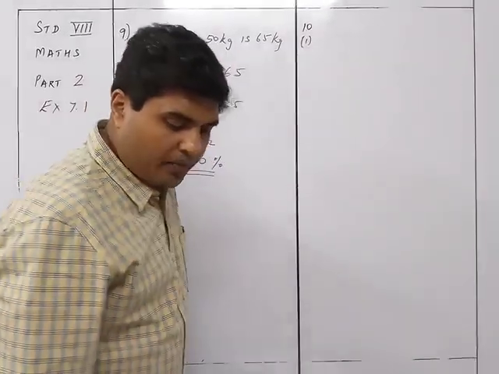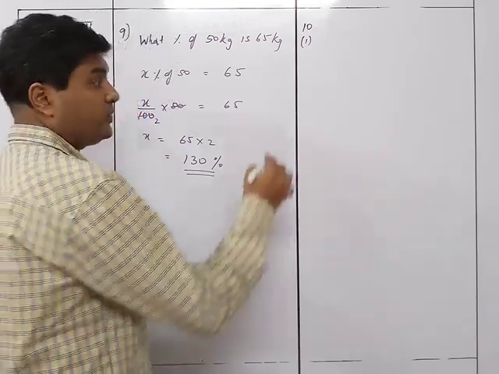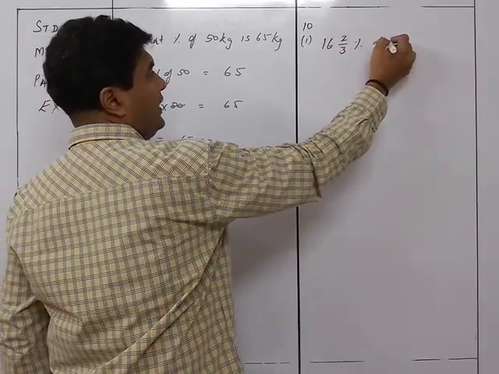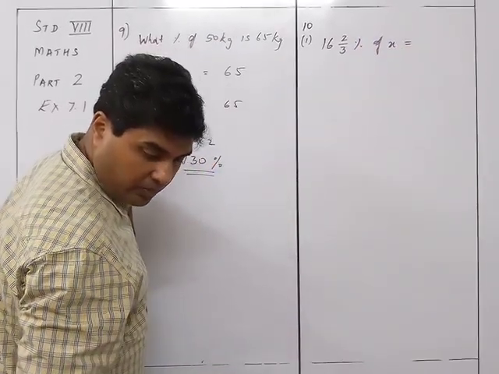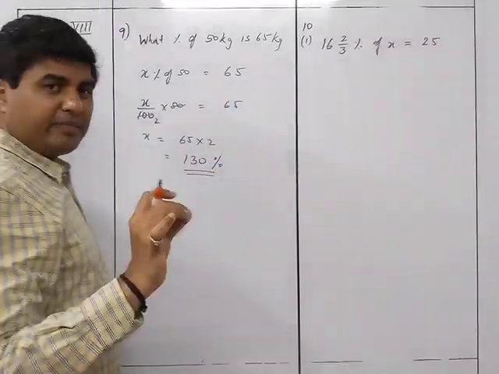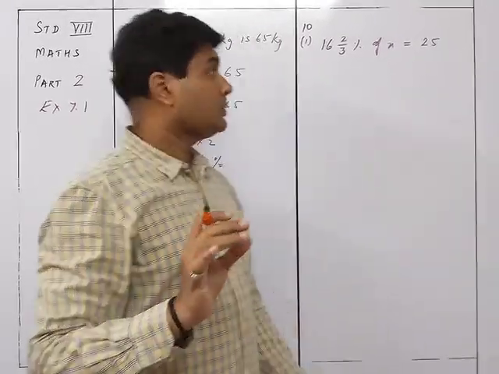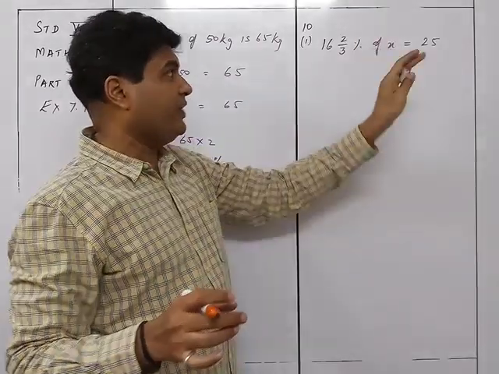If 16 upon 3% of a number is 25, find the number. Okay, it is this way. 16 upon 3% of x is equal to how much? 25. Same thing. We are using the same thing. Only thing is that what is the question? We are putting it as x. Okay, 16 upon 3 of a number. What is that number? x is equal to 25. We need to find out x.